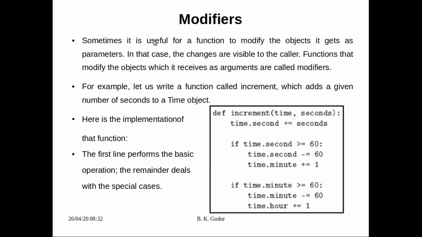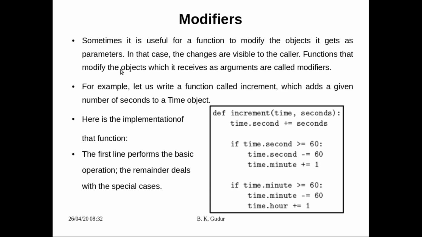Okay. So with this we are going to discuss one more important terminology called modifiers. Sometimes it is useful for functions to modify the objects they get as parameters. Remember, pure functions will not modify any of the parameters, whereas sometimes we require to modify parameters. In that case the changes are visible to the caller. If at all we modify any of the objects, obviously that modification will be visible to the caller function also.